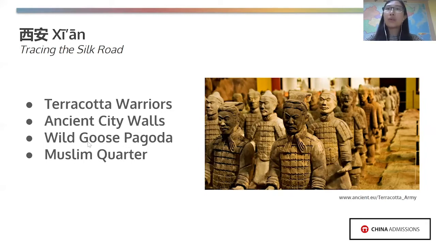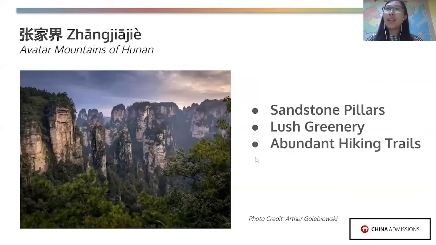Okay, Wild Goose Pagoda, 大雁塔. It is also very old, like 1,000 years. And Muslim Quarter, there are a lot of interesting things, different culture, delicious food, and Muslim temples. Very different and interesting. So this is Xi'an.